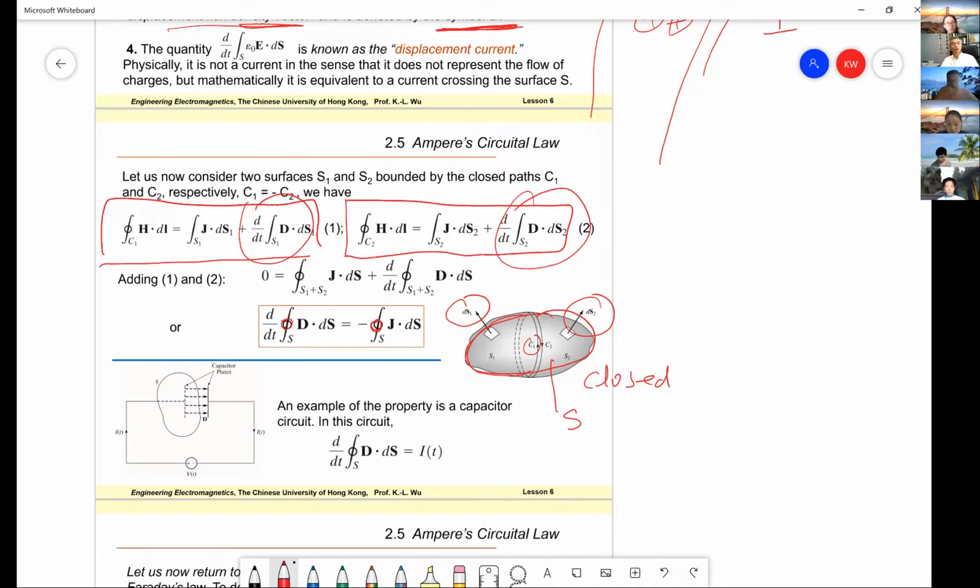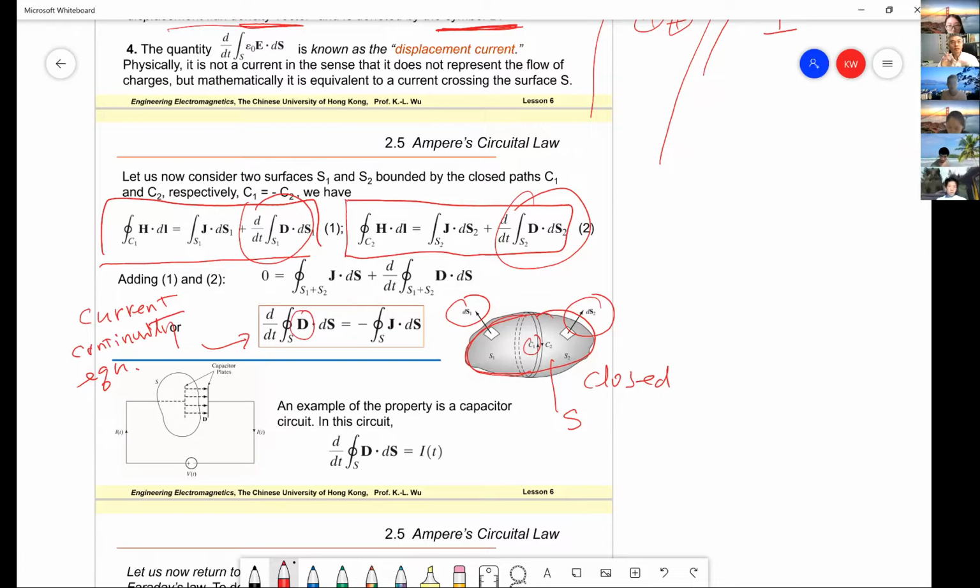All right. Then this is a very, very important equation. This is the current continuity equation. Okay. The current continuity equation, how to explain that?